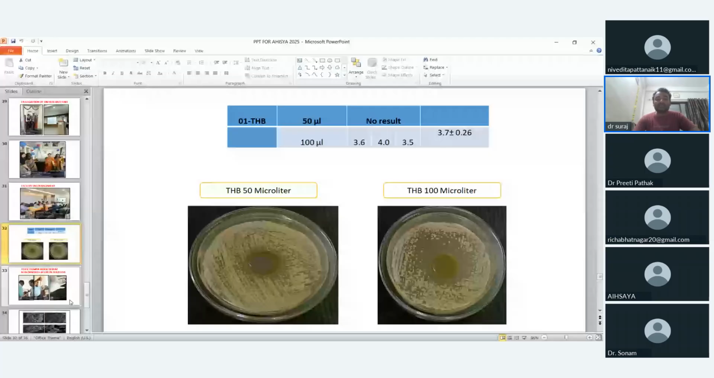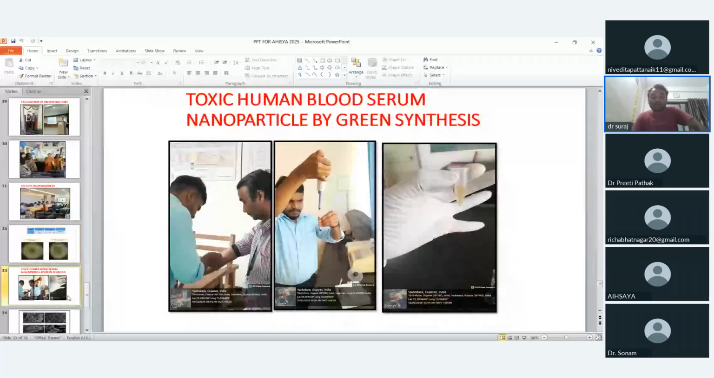Now, this is the determination of nanoparticle, preparation of nanoparticle in the green synthesis. What is green synthesis? We took the Thuja occidentalis mother tincture because the color of Thuja is dark green. They are rich in alkaloids and metabolites and compositions, because they are from the plant group. So this Thuja occidentalis is our base for synthesizing the nanoparticle by human blood serum.